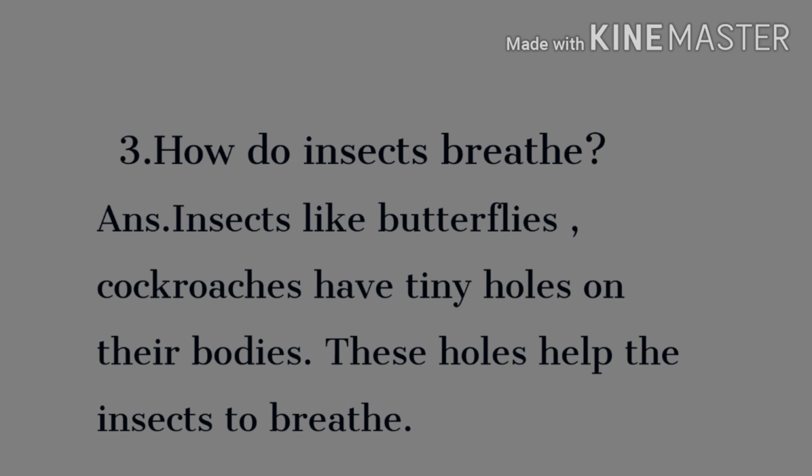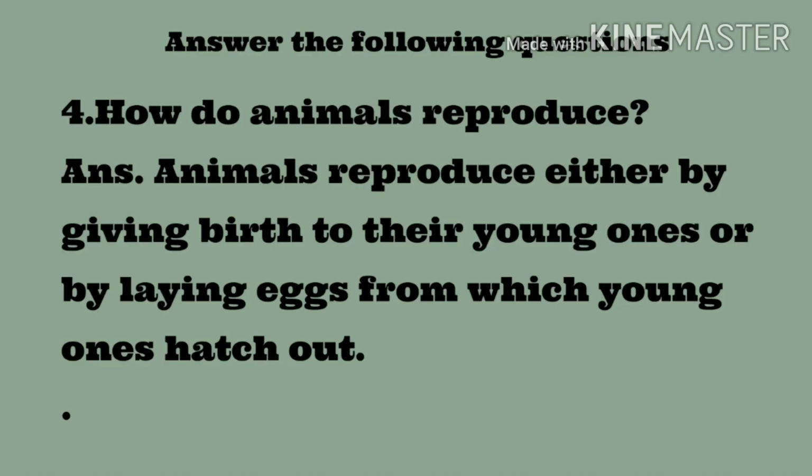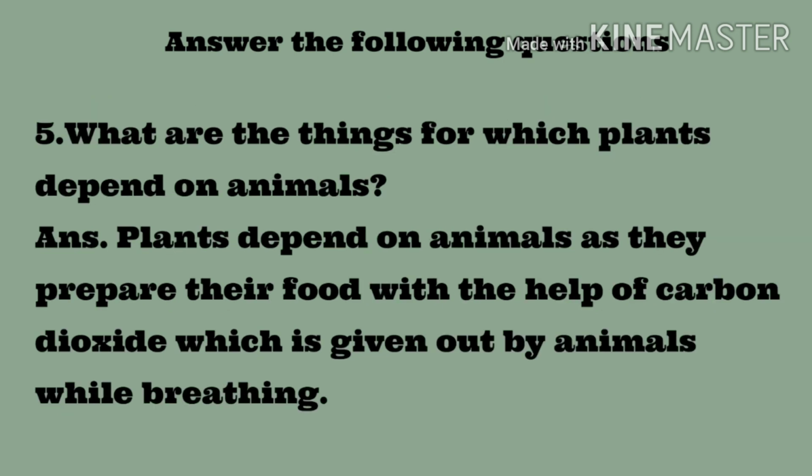Number 3. How do insects breathe? Insects like butterflies, cockroaches have tiny holes on their bodies. These holes help the insects to breathe. Number 4. How do animals reproduce? Animals reproduce either by giving birth to their young ones or by laying eggs from which young ones hatch out. Question number 5. What are the things for which plants depend on animals? Plants depend on animals as they prepare their food with the help of carbon dioxide, which is given out by animals while breathing.